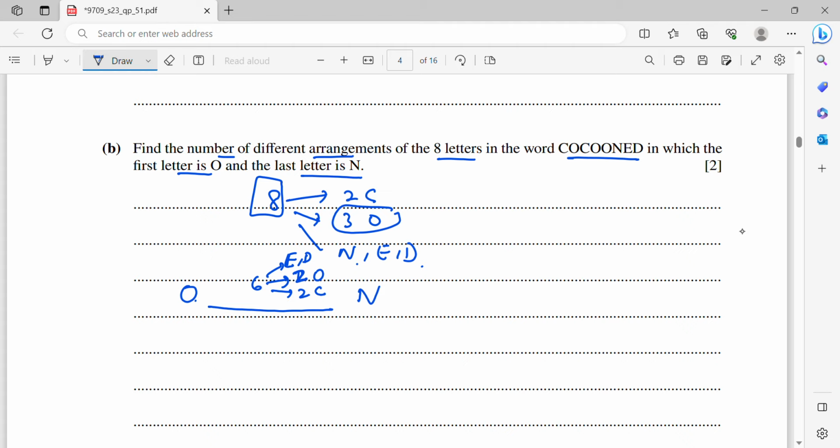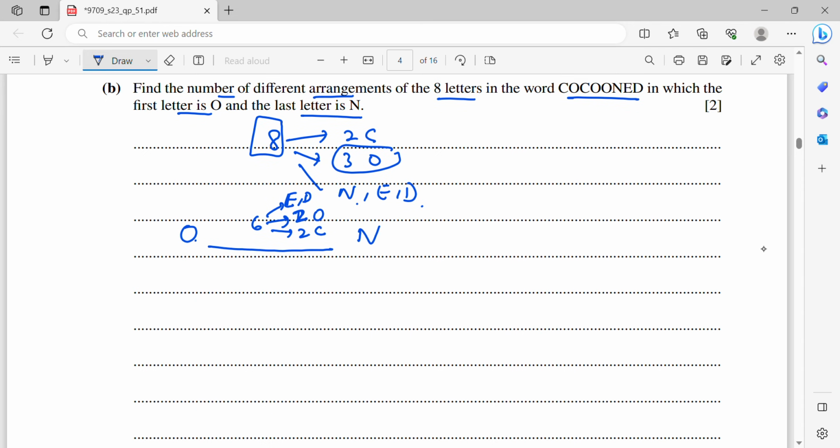Alright, so now the O and N are already fixed, so it means that we do not need to arrange them anymore. What to do is we just need to arrange the middle 6 letters. So number of arrangements. Since we are arranging all 6 letters, 6 factorial, but there are 2 O's and 2 C's. So you just need to divide by the factorials. And at last, the number of arrangements will be 180.